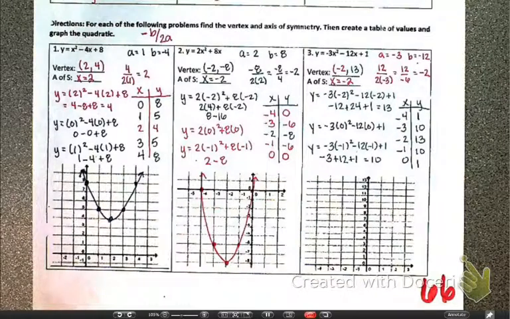Before I graph this, what's the orientation? Down. It should face down. What's the shape? No change. What's the shape? It's a stretch because A is larger than 1.